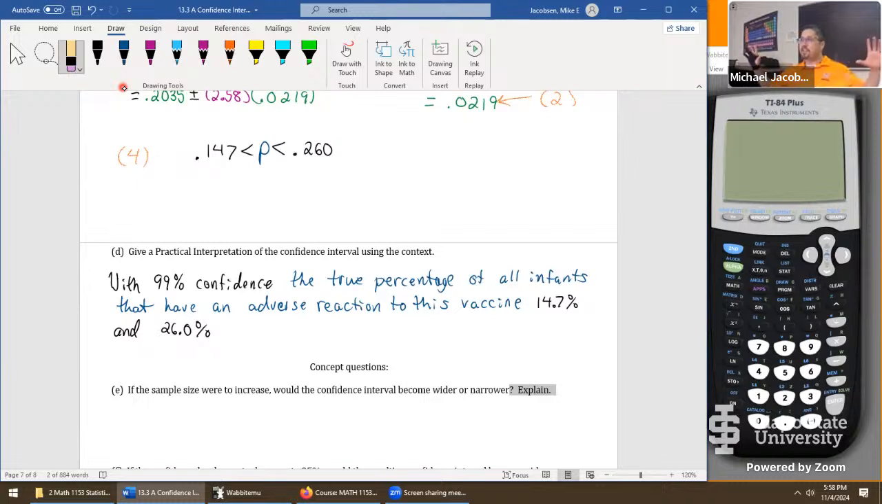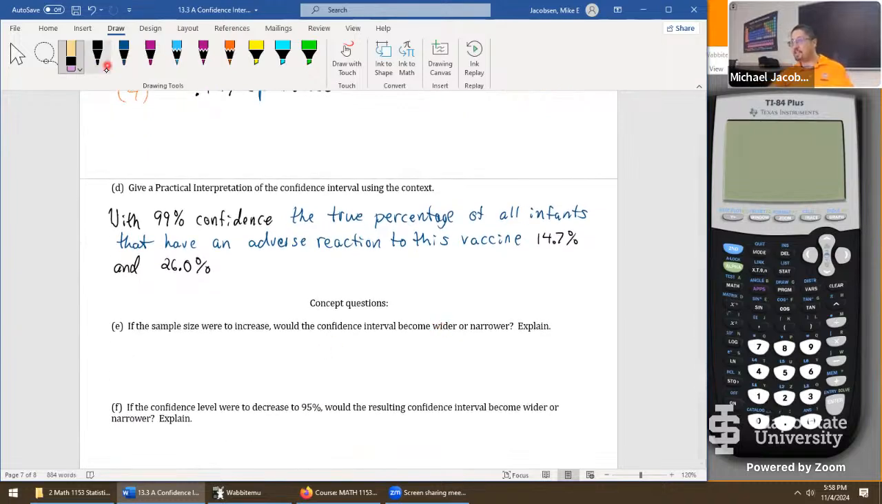The wider your interval is, the less certain we can be in the plausible value of the parameter p. But the narrower it is, the more p is constrained between the upper and lower bound, and we have more precise information. So here's what would happen.